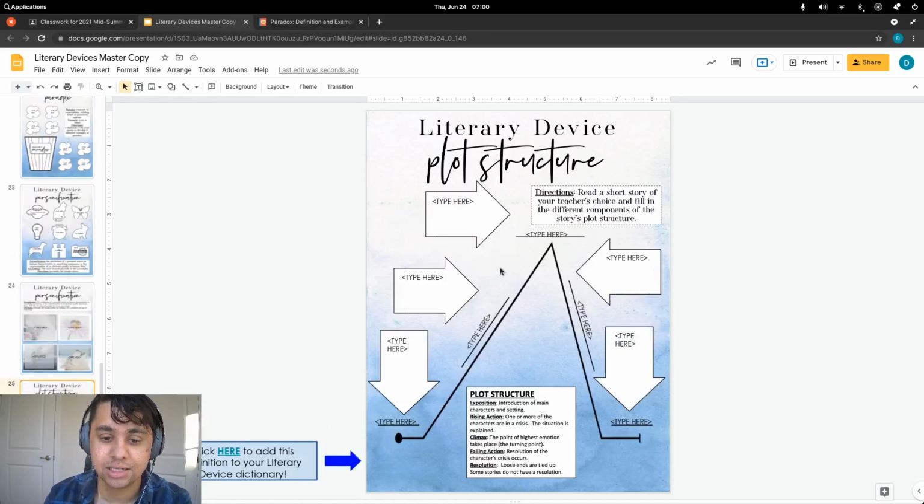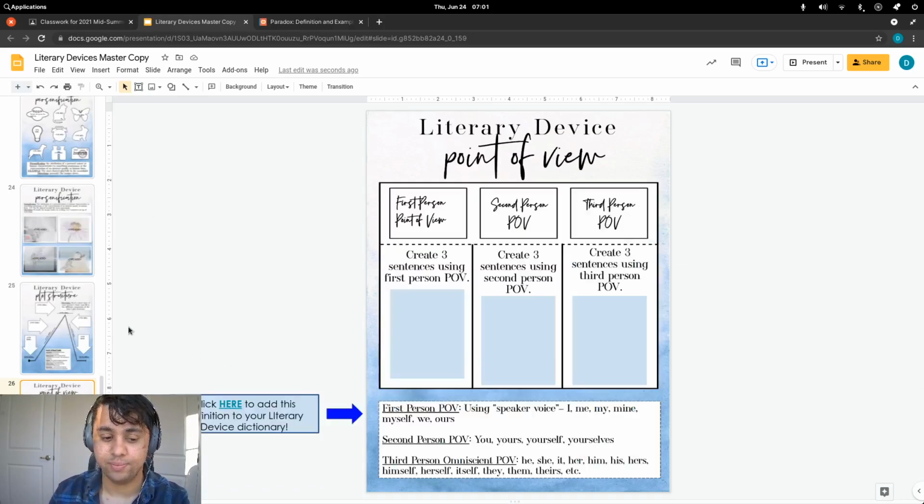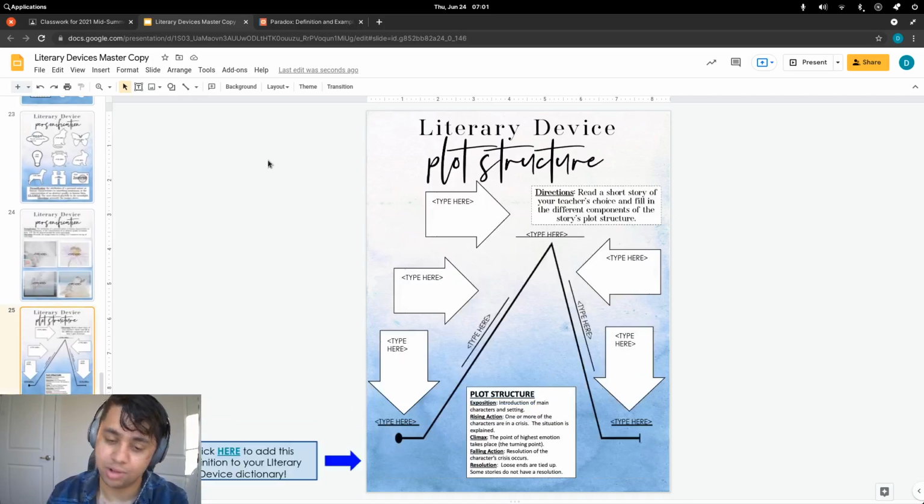And then the last thing is we're going to do plot structure. In this, you're going to talk about a couple of things, but you're going to read a short story. The short story I'm going to have posted in our classroom, and I want you to fill out the plot structure. Please tell me the exposition, that is the characters and setting at the start. Please tell me the rising action. Please tell me the climax, the falling action, and the resolution. You will be able to find this story in our classroom. I'll even label it plot structure story.